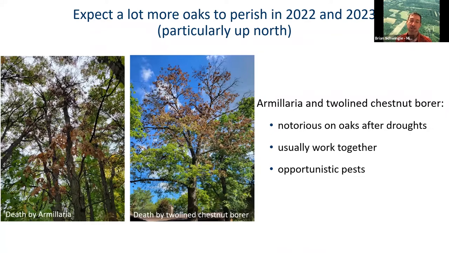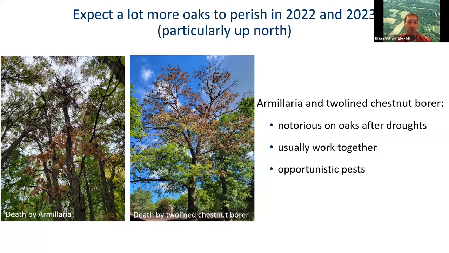Sometimes you can find them working solo, like the picture on the left there is a slightly shaded forest-grown red oak in Stearns County that I photographed this year. There were no signs of twolined chestnut borer on this tree, just Armillaria. But it looked like it died over the course of a couple of years. Picture on the right is a yard red oak down in Wabasha County that I photographed this August. That's classic symptom development for twolined chestnut borer, where it kills the top half of the tree 1 year, and then it'll kill the rest of the tree the following year.